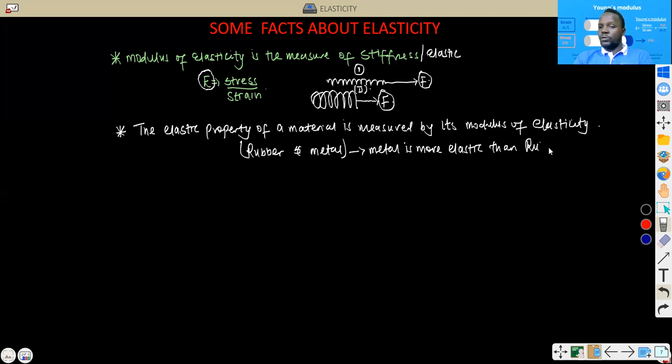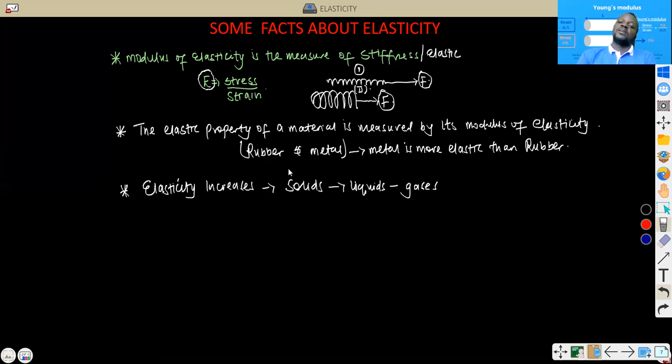So this is what I want to clear here, and that is why I actually created this fact. We can also write in conclusion that in terms of elasticity, elasticity increases, in continuation to what I've talked about, in a sequence of solids being more elastic than liquids, and liquids being more elastic than gases. I think that will also help you to understand what I have talked about. So keep that at the back of your mind.